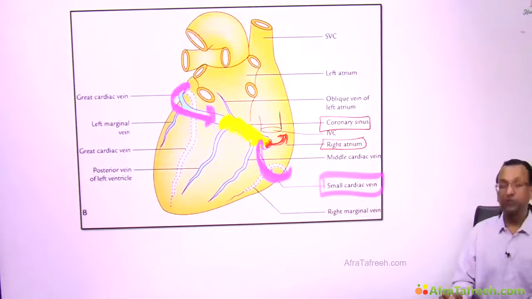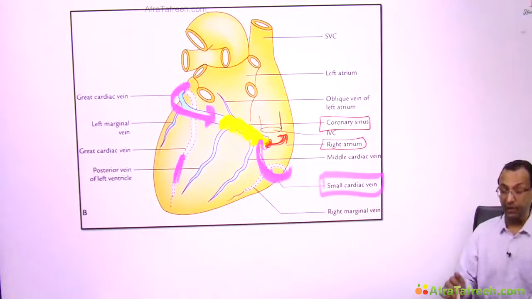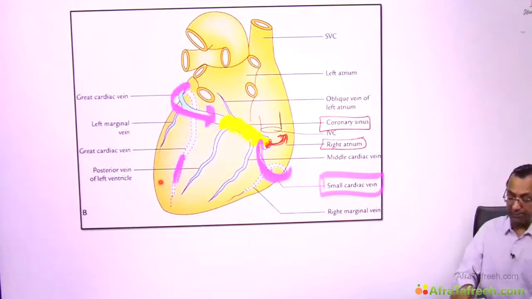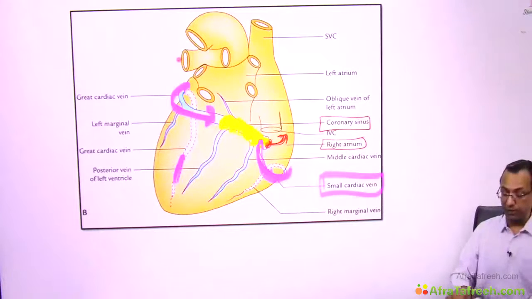So the great cardiac vein which was running anteriorly there comes posteriorly now. When it was running anteriorly, it was in the AIVG along with the AIVA, and then it comes circumferentially posterior to enter the left end of the coronary sinus. It will enter the left end of the coronary sinus.